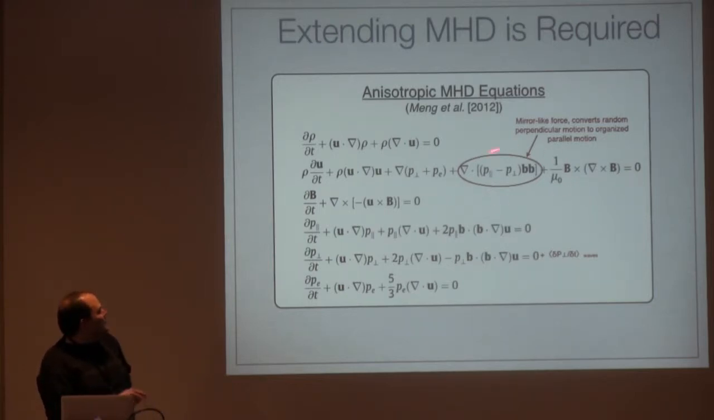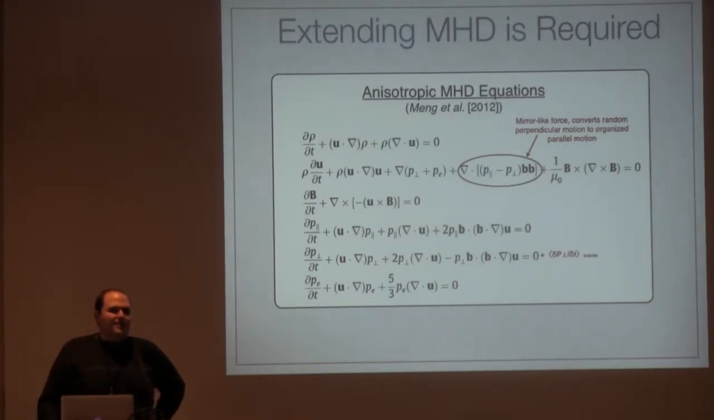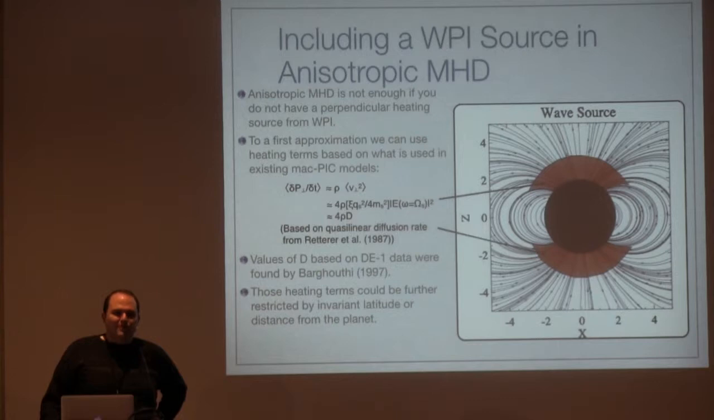And there's some nice features of at least moving to this as a first step. One is that you have a very nice term in the momentum equation that looks like the mirror force. It converts random perpendicular motion into organized parallel motion. And you could easily imagine adding a source term representing the heating due to the waves. And of course, it's not good enough if you don't know how to represent the wave heating. But this isn't a problem that's unique to the magnetosphere model. If you're trying to do this in an outflow model, you're doing the same thing.